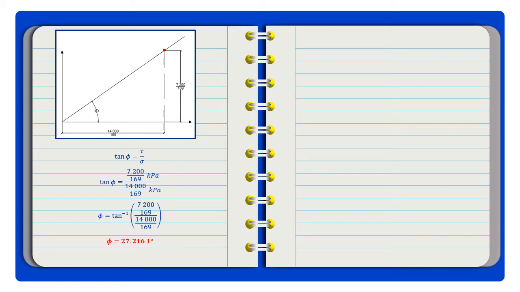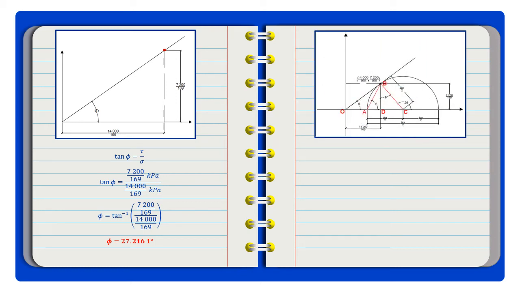So, since nakakuha na tayo ng angle of internal friction, we could plot this one on a Mohr-Coulomb failure diagram. So, plotting that one on the Mohr-Coulomb failure diagram, ibig sabihin nun, yung stresses na galing ng direct shear test will be the stresses at failure on our Mohr-Coulomb failure diagram. So, as you can see, sila yung stresses at point B.